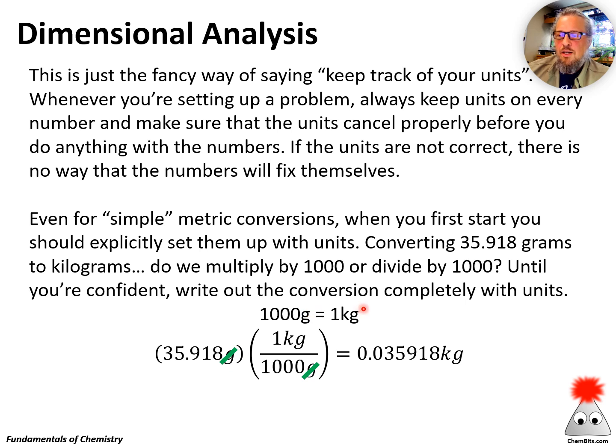So 1 kilogram over 1,000 grams, that's a fancy version of 1, times grams gives us kilograms, because my gram unit cancels out. I'm left with kilograms, and there you go. Turns out I divide by 1,000. I set that up using an explicit conversion factor.